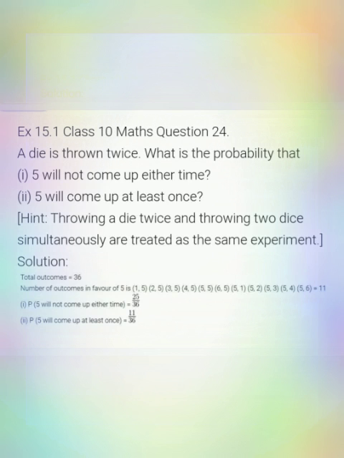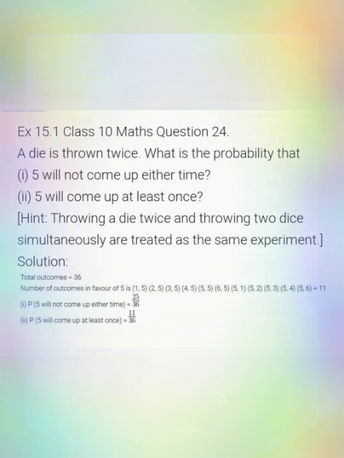5 is present. Okay. So now the first question is: 5 will not come up either time. What do you have to do? If you take 5 will come at least once as P of E, and 5 will not come up either time, you can treat it as P of E naught.